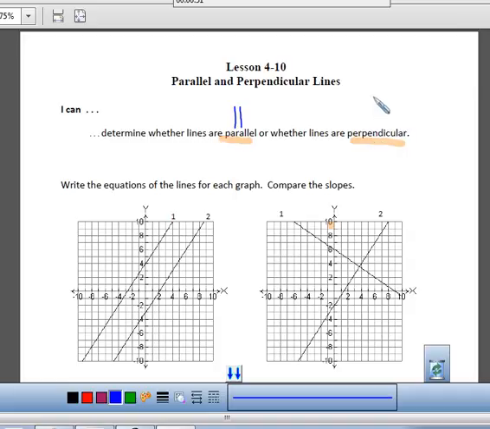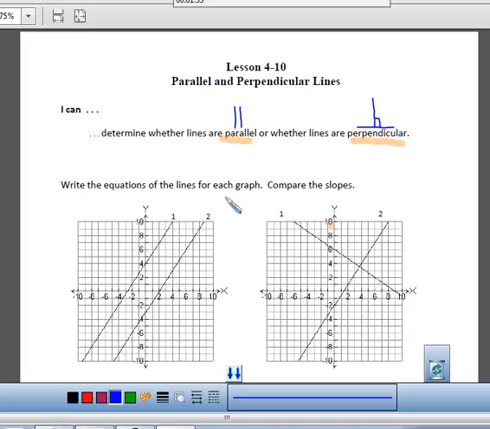Perpendicular, that symbol is this, an upside down T. Let me make that a little better. And sometimes you'll even see this in the T, and hopefully you'll understand what that means, that this is a right angle. So perpendicular lines are lines that intersect each other, and where they intersect is a right angle. So it's not just that they cross each other, but they cross each other in such a way that they create a right angle. Alright, so we have two examples on this page that we're going to talk about.